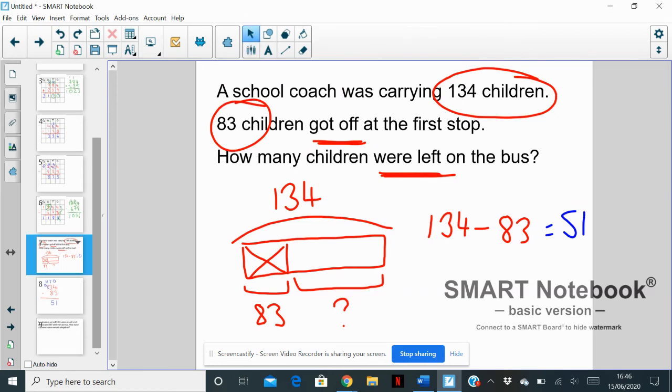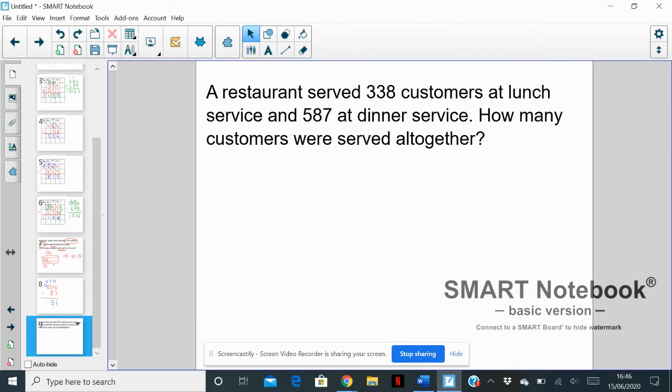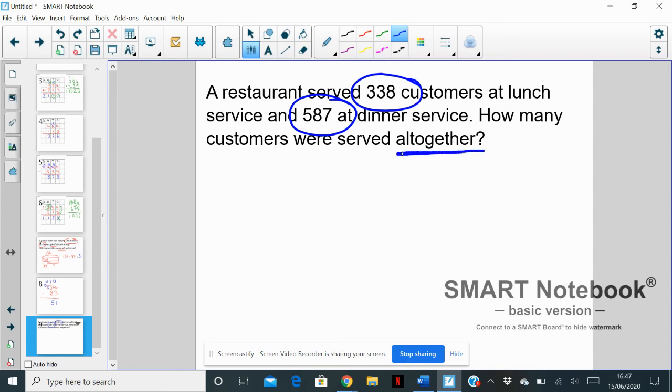Let's have a look at another one. A restaurant served 338 customers at lunch service and 587 at dinner service. How many customers were served altogether? So again, I'm going to circle the numbers that I'm given, the statistics, and I'm going to underline some of the words that give me clues. So I can see that I'm asked to find out how many were served altogether. We usually see that word altogether when we are trying to find the total of something.